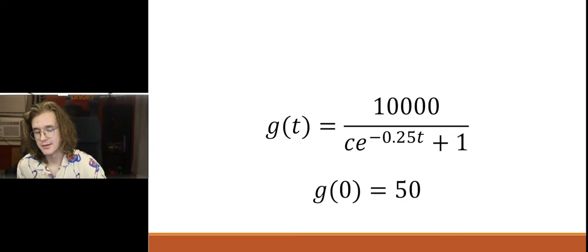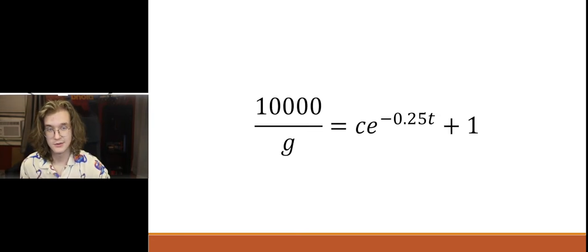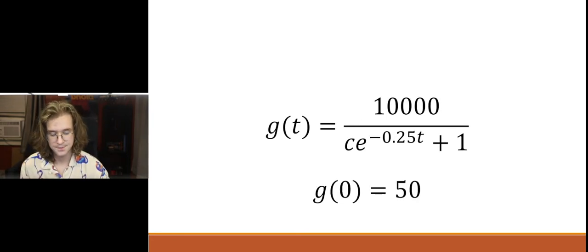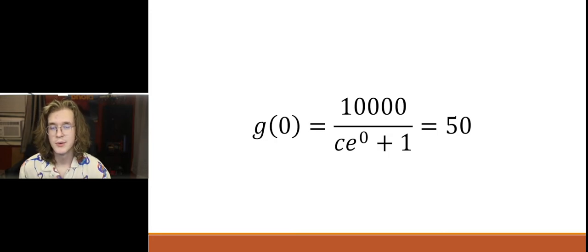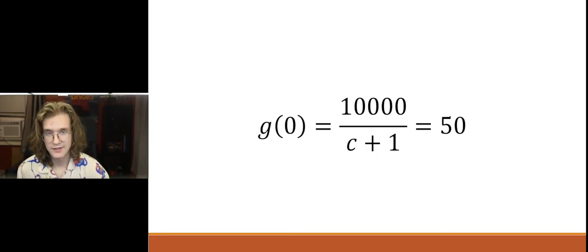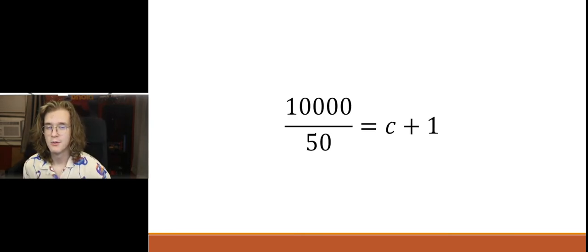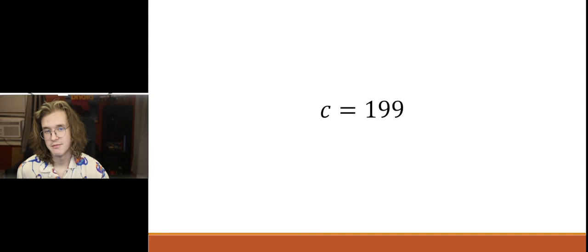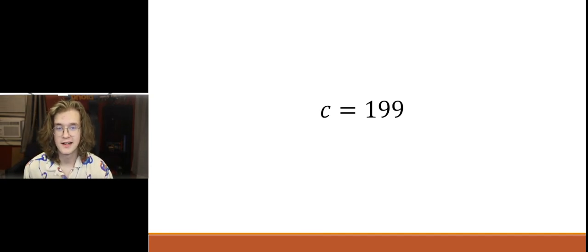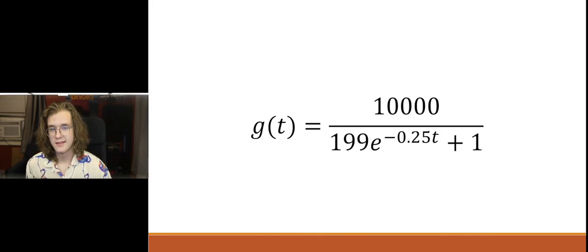We're just going to put the whole term that was on the right in this one and put it below the 10,000. So this is our general solution. And then we've got to remember that our initial condition is that at time 0, it's going to be 50. So we can just plug in 0. We know e to the 0 is going to be 1. So then we're left with 10,000 over c plus 1 equals 50. We do some quick rearranging to get that. And from there, we can see that our c is going to be 199. So there we go. That is our particular solution for this problem.